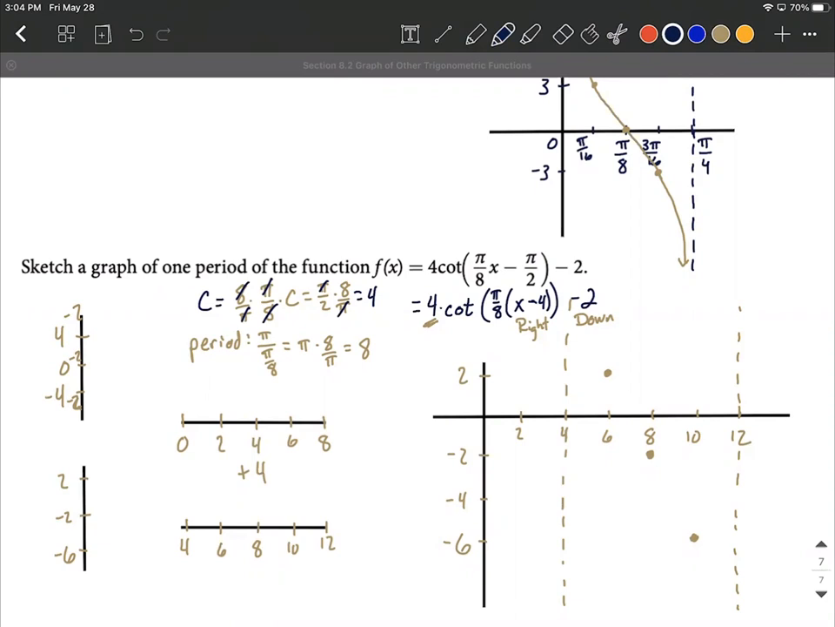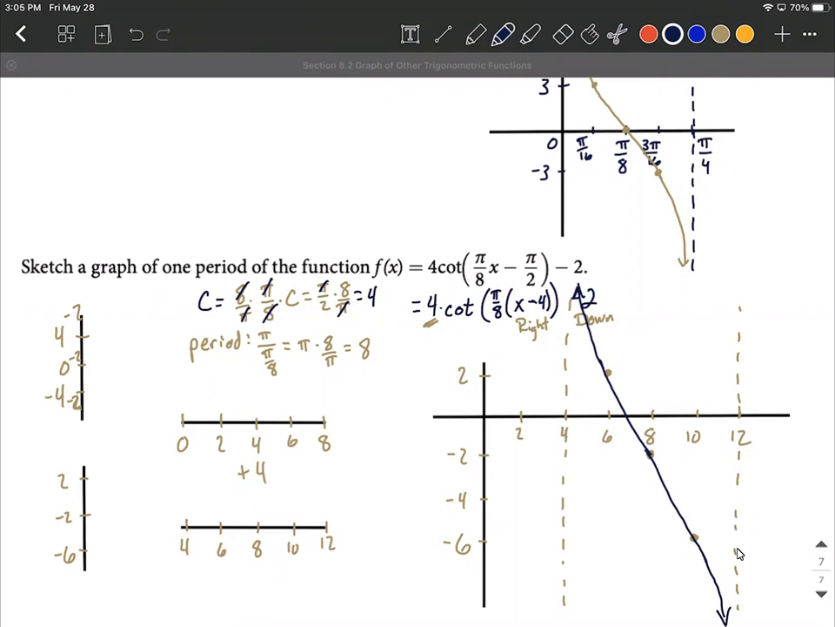From here, now that we have all of our key points already plotted, we've got our vertical asymptotes plotted, we've got our x-axis labeled, y-axis labeled. All that remains is to basically sketch this in, connect the dots, and make sure when you get to that vertical asymptote, we have to choose to either go up or go down, depending on which side we're on.